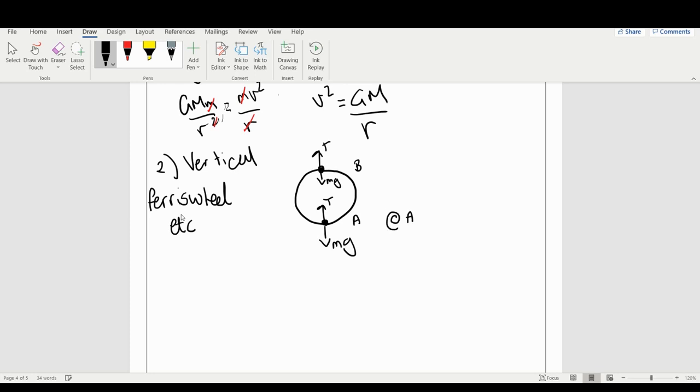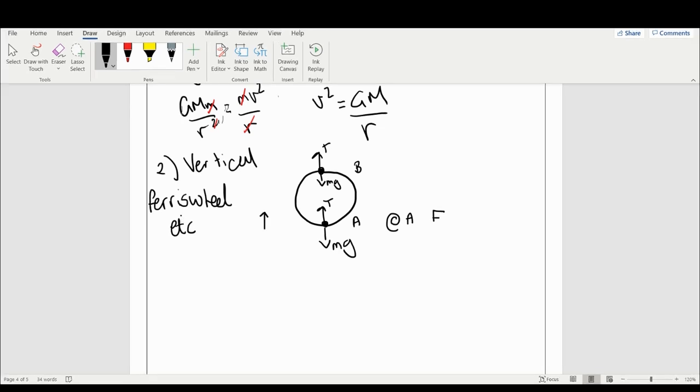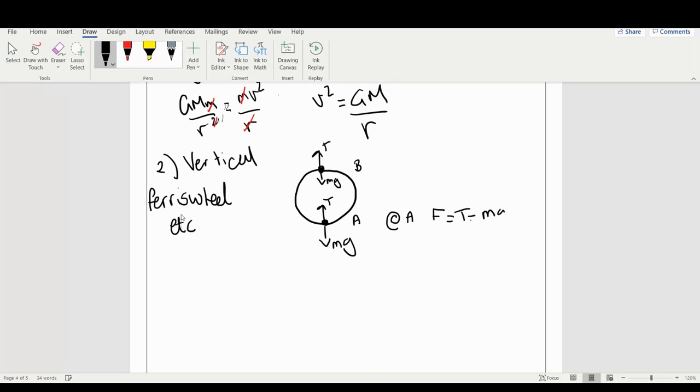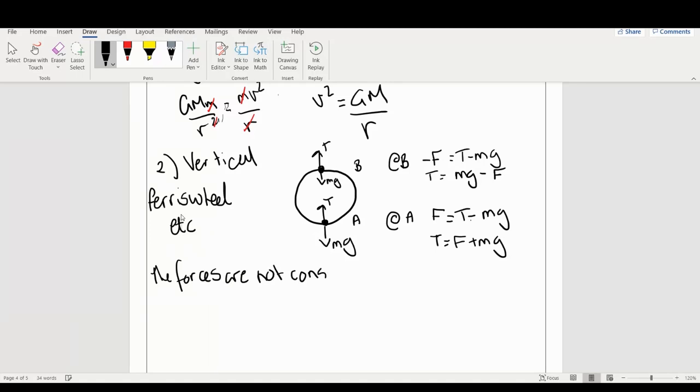So at A, the resultant force is going up. The resultant force is up because remember, it's moving towards the center of the circle. And that's going to be the tension minus the weight. So the tension is actually going to be quite high down here. It's actually going to be the centripetal force plus the weight. And at B, the centripetal force is actually going down. So that's going to be minus F, and that's going to be the weight minus the tension. So the tension here is going to be the centripetal force minus the weight. So what this actually implies is that as the object goes around this loop, the tension will continually change. So the forces are not constant, but the centripetal force is.